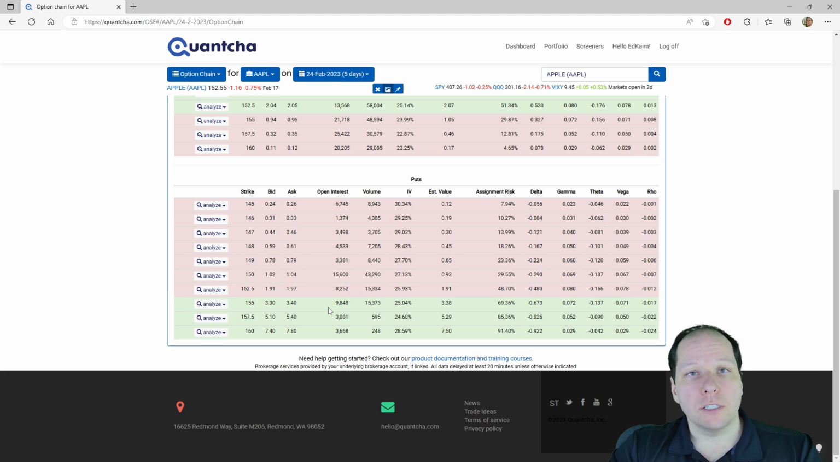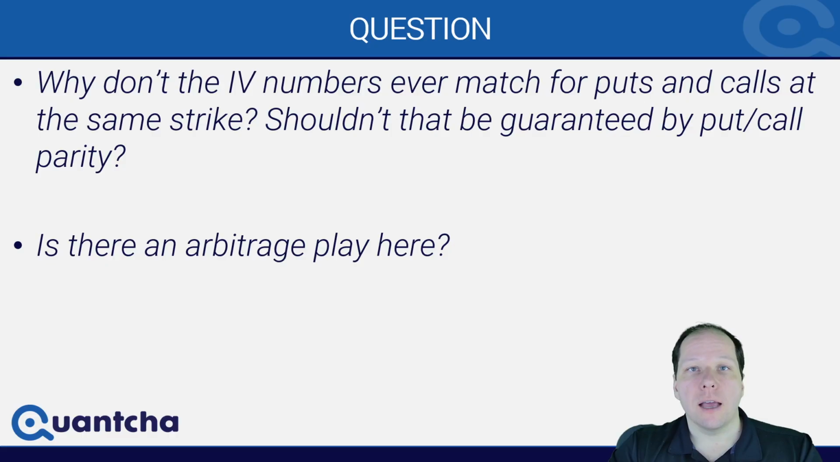but this is the reason why you will see the option pricing, or at least the implied volatility, not necessarily match up between puts and calls. It has very much to do with the way that the bid-ask spreads are done and the way that the calculations are done for option pricing for Quantia.